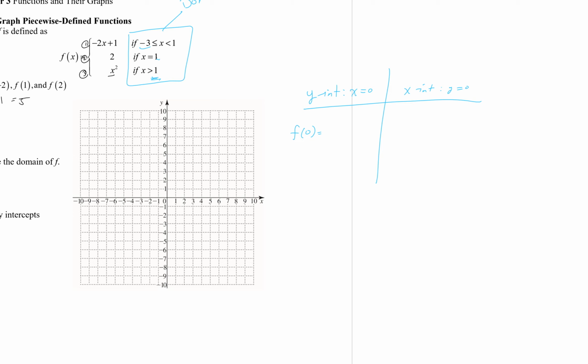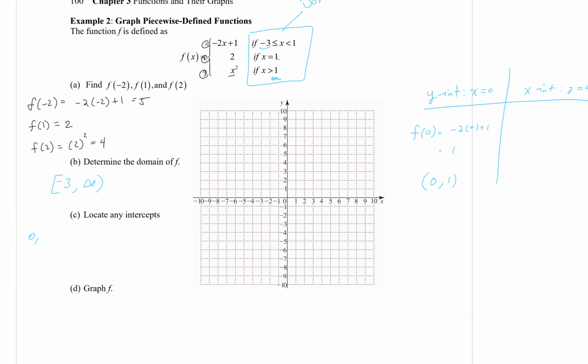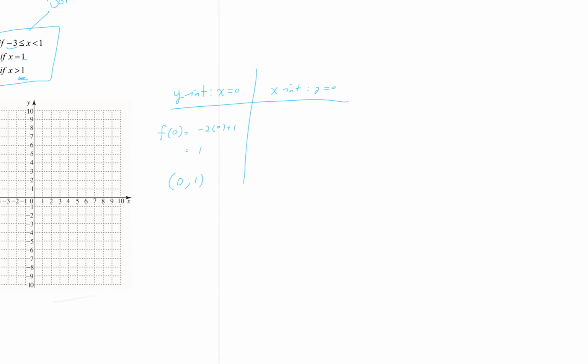We're going to use the first equation. We're going to say -2 times 0 plus 1. So -2 times 0 is 0, plus 1, so it's 1. So the y-intercept is (0, 1). It says locate intercepts, so I'm going to put the coordinate (0, 1). How do you find x-intercepts, though?